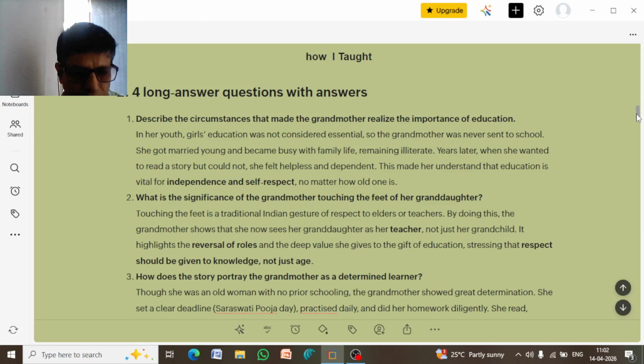Question number 2. What is the significance of the grandmother touching the feet of her granddaughter? Answer. Touching the feet is a traditional Indian gesture of respect to elders or teachers. By doing this, the grandmother shows that she now sees her granddaughter as her teacher, not just her grandchild. It highlights the reversal of roles and the deep value she gives to the gift of education, stressing that respect should be given to knowledge, not just age.